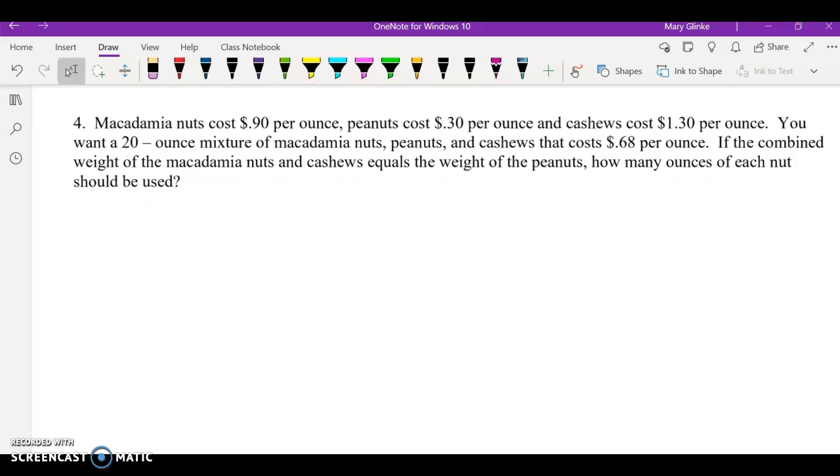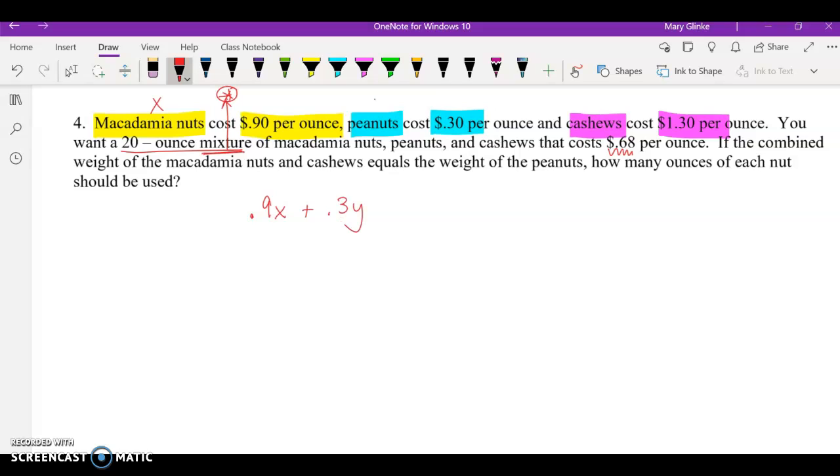Okay, so we're going to do a system of equations now where we have to set everything up. This is a mixture problem. We have a cost per ounce for macadamia nuts, peanuts, and then cashews. We want a 20-ounce mixture. When we did this in class, we said you should have a big warning sign going off in your head for mixture problems. So we want a 20-ounce mixture, and we have the cost per ounce: 90 cents for macadamia nuts, 30 cents for peanuts, and $1.30 for cashews. Let's do z for that one.